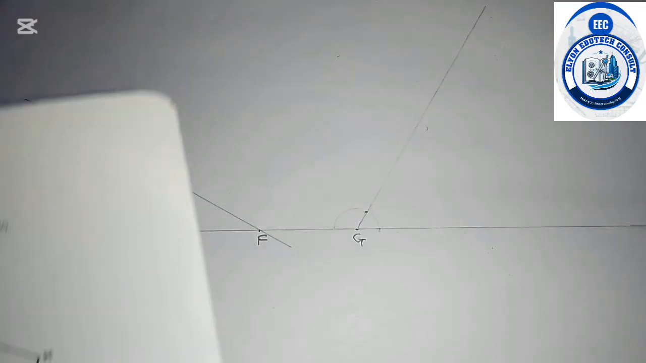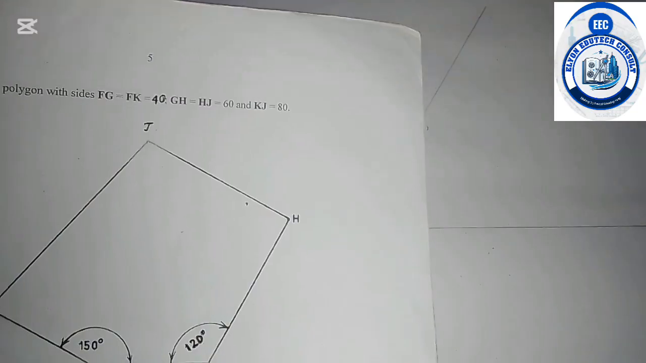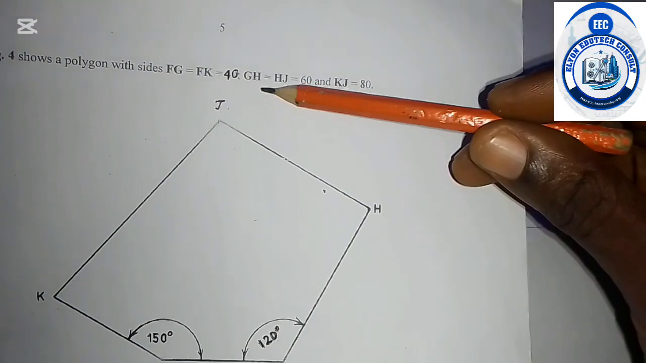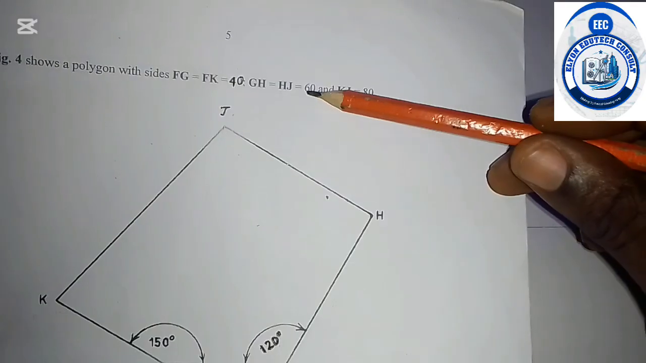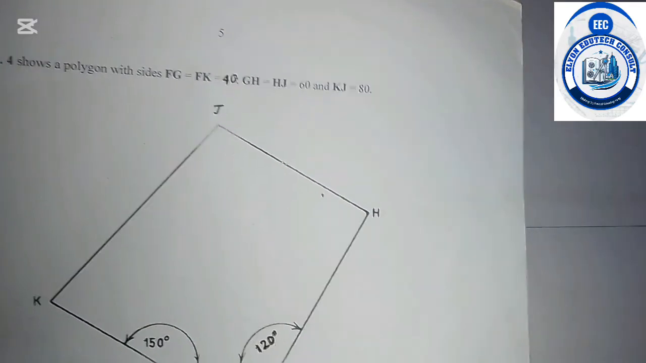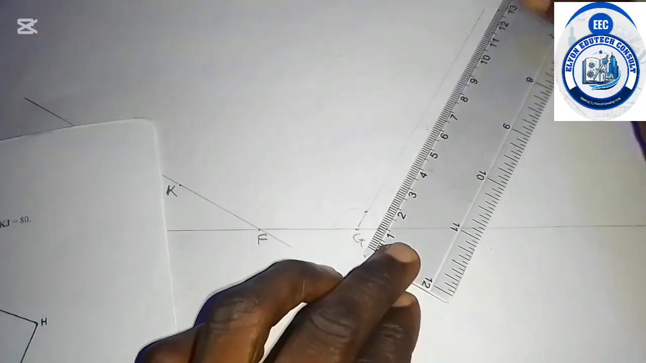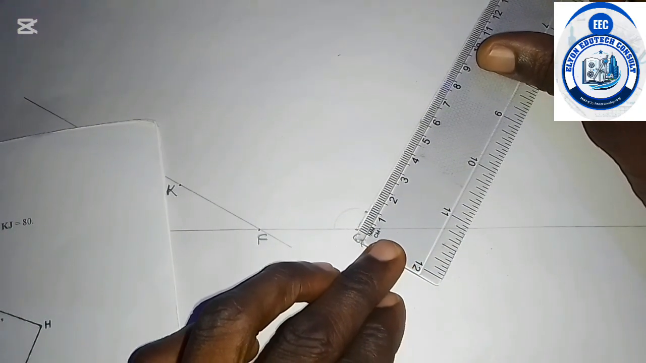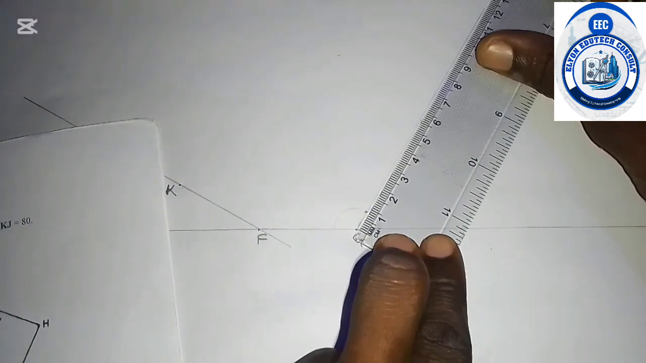The next thing we have here, let me take this GH. Now this GH is equal to HJ, and that is 60. So 60, come this way, measure 60 from this side of the rule, take 60.